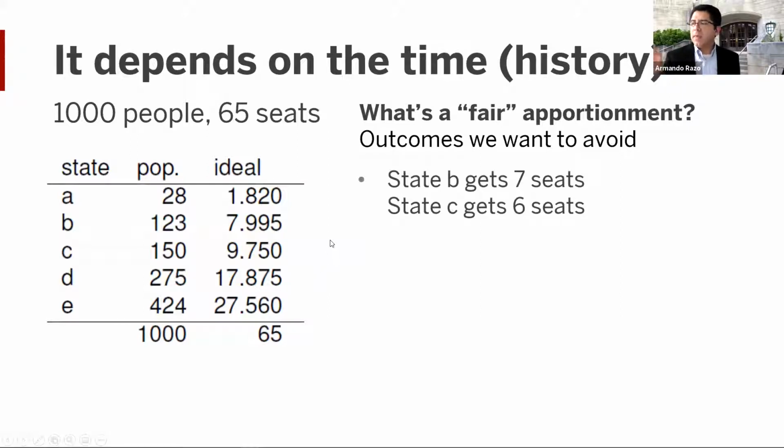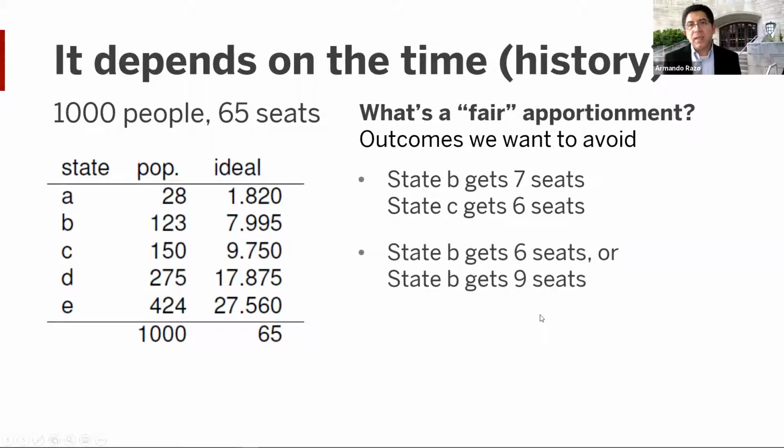One, and I'm going to give you particular outcomes, but the thrust of this analysis is that we're trying to verify these types of outcomes, not just for a particular election, for all possible elections. So look at this outcome where state B gets 7 seats. That doesn't seem that unreasonable. After all, their ideal number is 7.995. But state C, which has more people, gets 6 seats. So it doesn't look fair. It doesn't look fair because the largest state is getting fewer seats. So we don't want to see that happen.